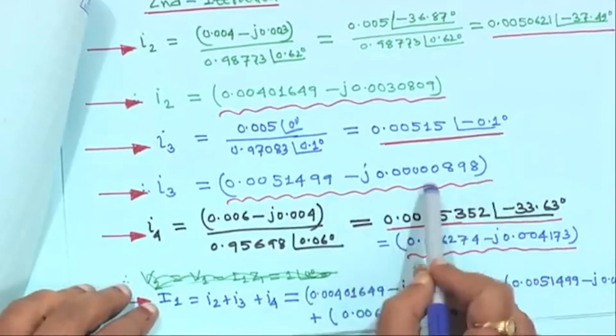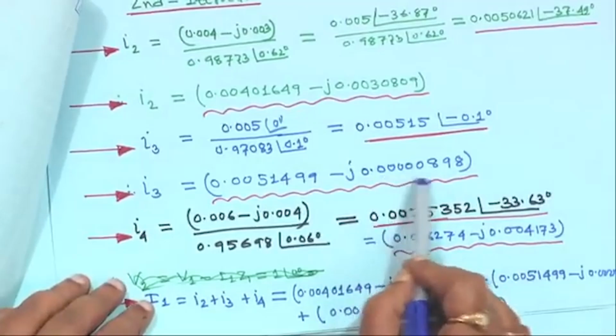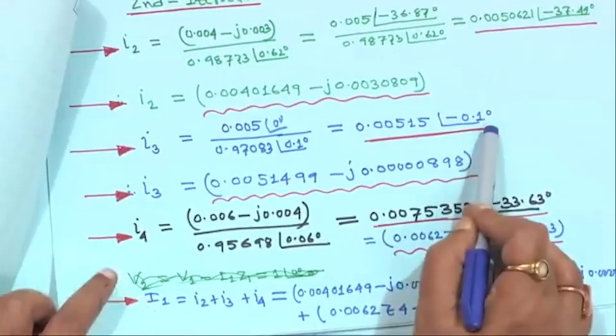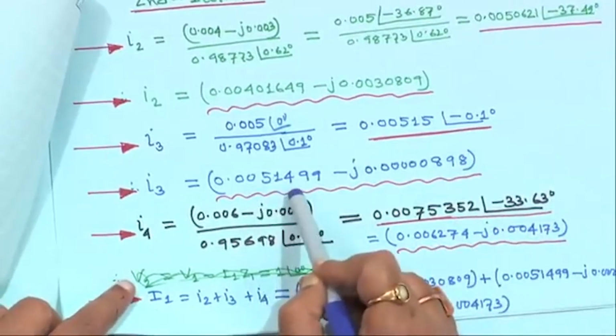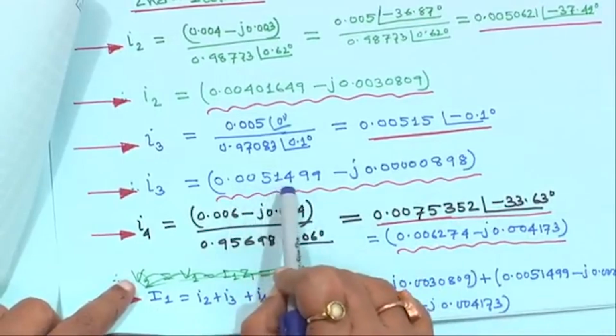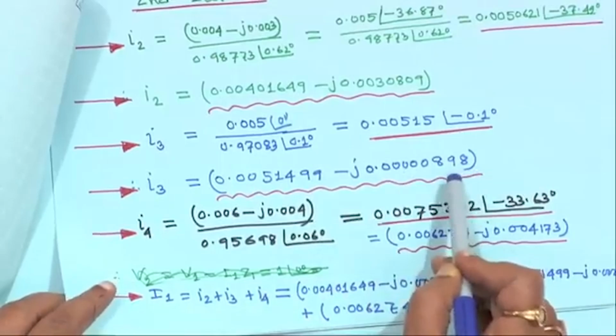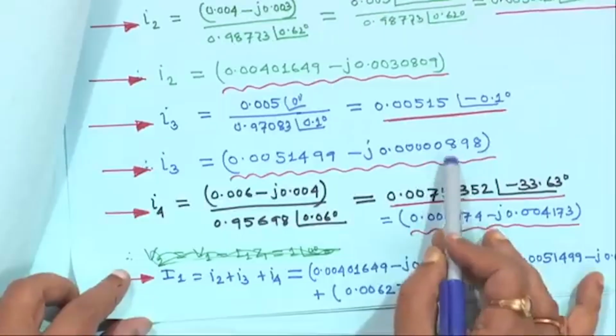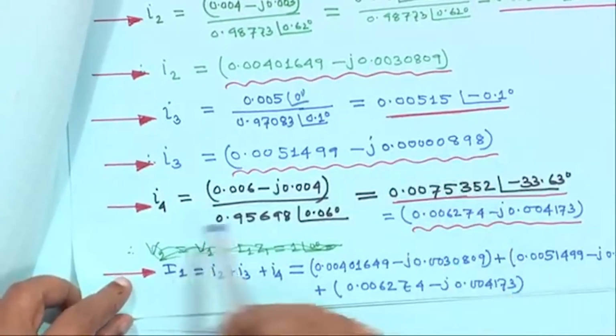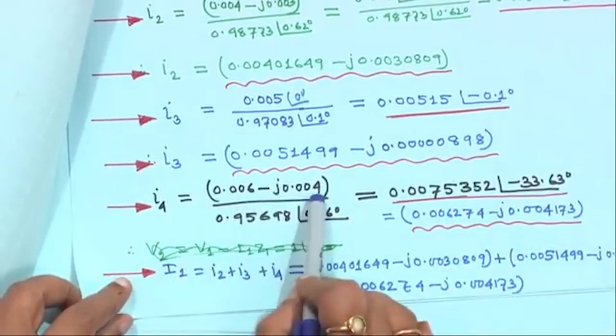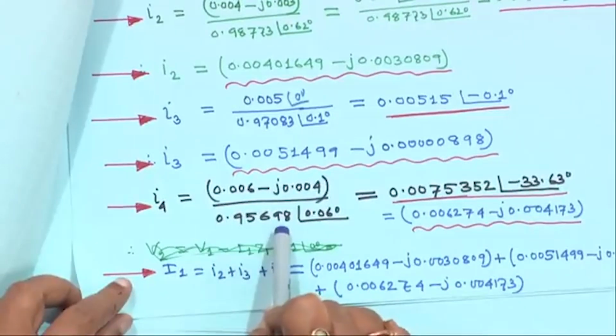Now, if you simplify, this part is negligible actually, it is 50898 because of this one. So, real part is dominating, right. So, I3 is equal to 0.051499 minus j 0.50898. This is actually you can neglect, it has no effect. So, I4 is equal to now your PL4 minus jQL4 upon your V4 conjugate.